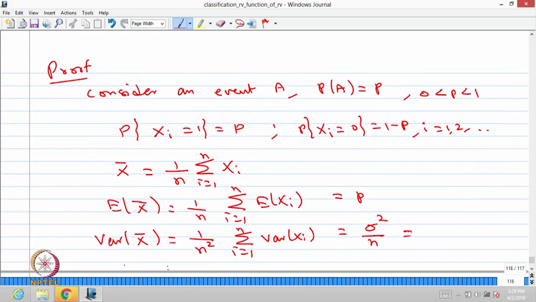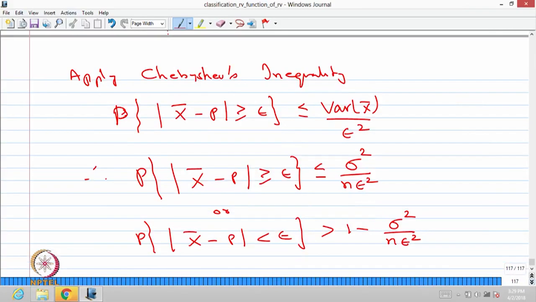Since sigma square is p into 1 minus p, it is p into 1 minus p divided by n. Therefore, here also I can do the simplification, where the variance is p into 1 minus p. By applying Chebyshev's inequality, the probability of the event absolute x bar minus p greater than or equal to epsilon is less than or equal to the variance of x bar divided by epsilon square. We know that each xi is Bernoulli distributed, and the variance of x bar is p into 1 minus p divided by n times epsilon square, or the probability of absolute x bar minus p less than epsilon is greater than 1 minus p into 1 minus p divided by n epsilon square.